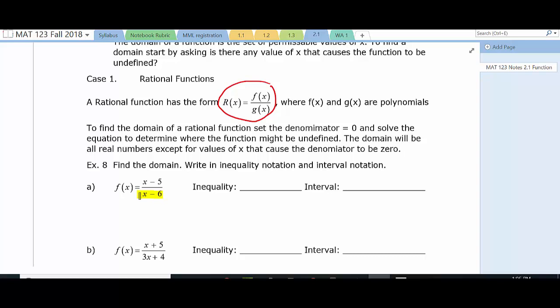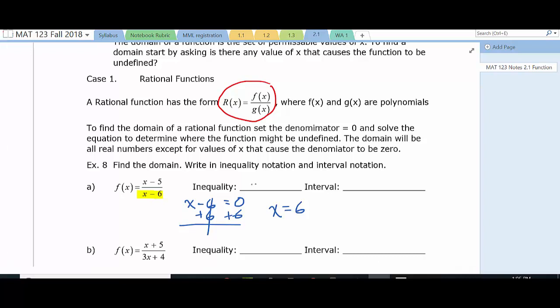6, right. Okay, so you won't always be able to do it in your head, but what you want to write down is: set the denominator to 0 and solve that equation. If you can do it in your head, you can write the answer immediately. You just solve that either in your head or show your work. That would be x equals 6. So actually the domain is everything except 6.